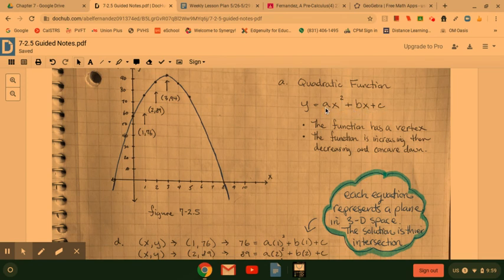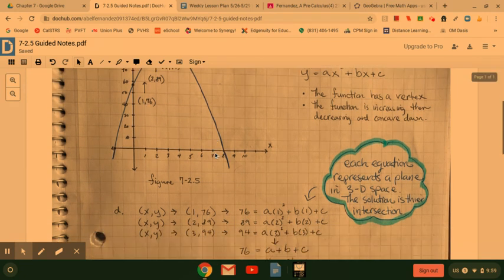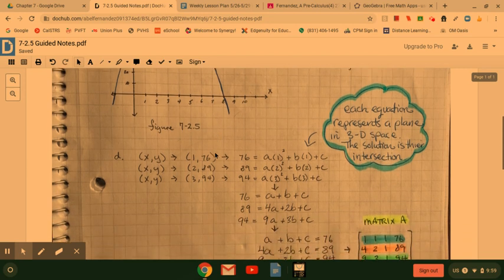Notice that we have three unknown coefficients. So if we want to create a particular equation, then we need 3 points of data. And that's just a mathematical fact. Anytime you want to solve for 3 unknowns, you need 3 sets of data. Okay? So let's go down here and set it up.